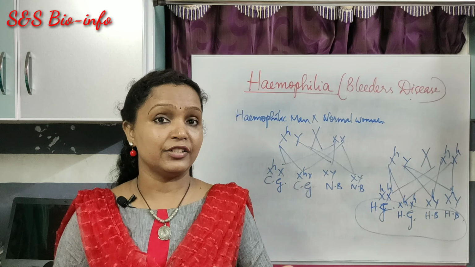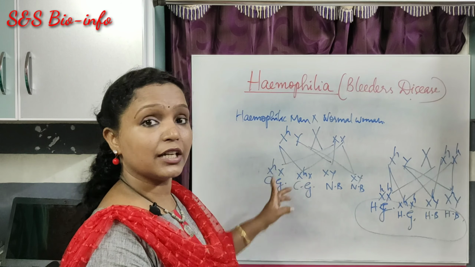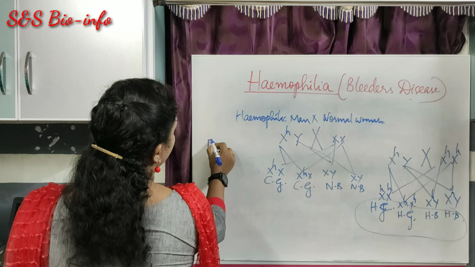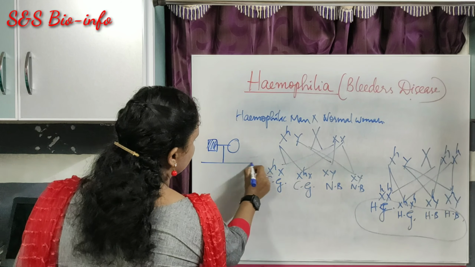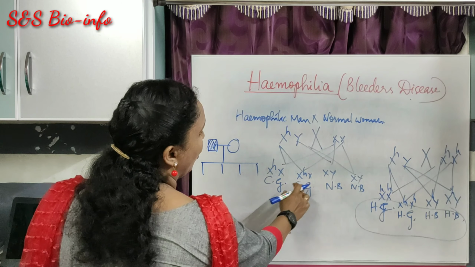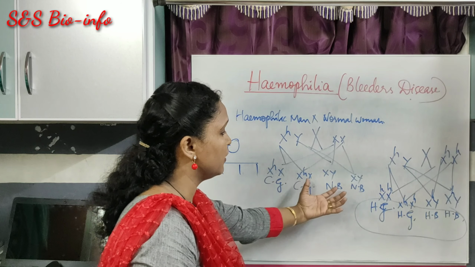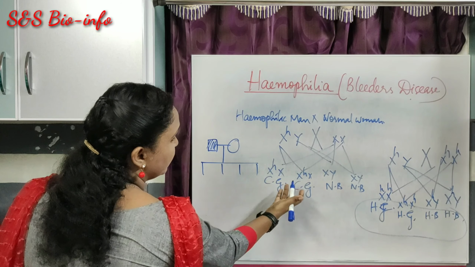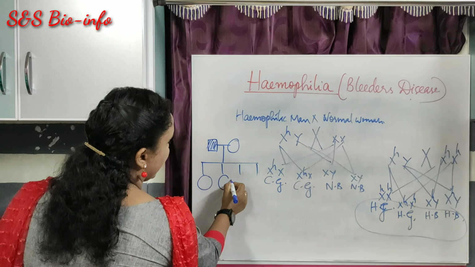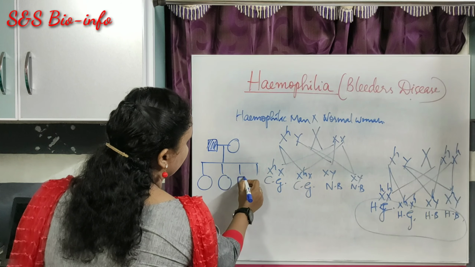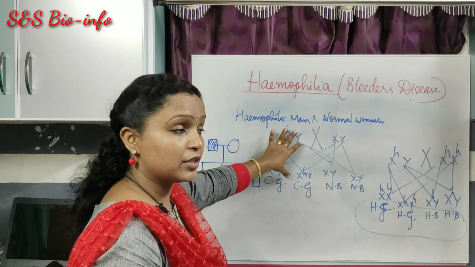How can we draw the pedigree of this particular cross? Father hemophilic, mother normal. Suppose they have four children, all are normal, that is 50% carriers and 50% normal boys. So how can we represent all these? The carrier girl, second one also carrier girl, third one normal boy, fourth one normal boy. This is the pedigree of this particular cross.